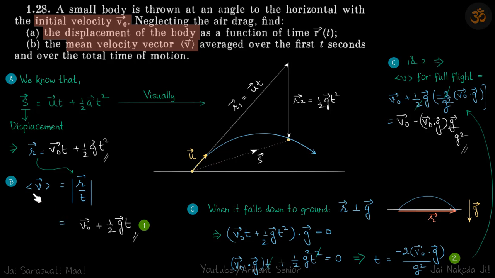So we need to find the average velocity. So we have the time now and we just put the value of time here to get our answer. So that will be v naught plus half g into t. So just write that here and we'll get the average velocity when it falls to the ground.